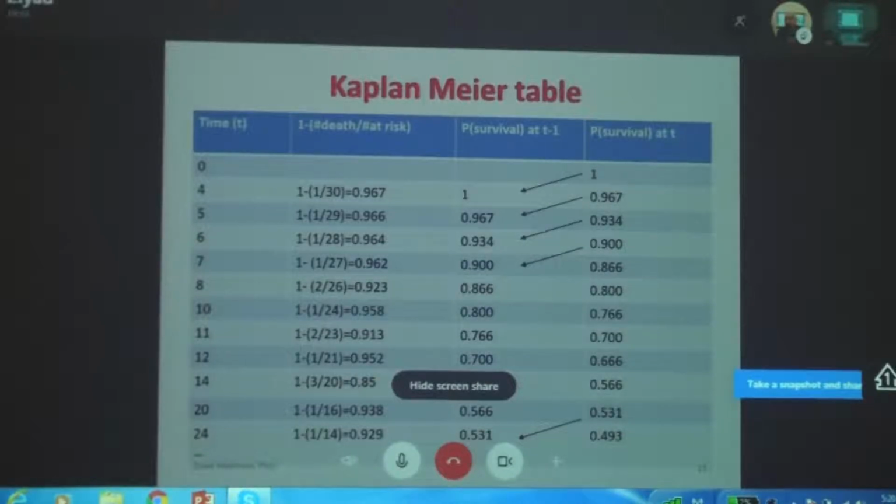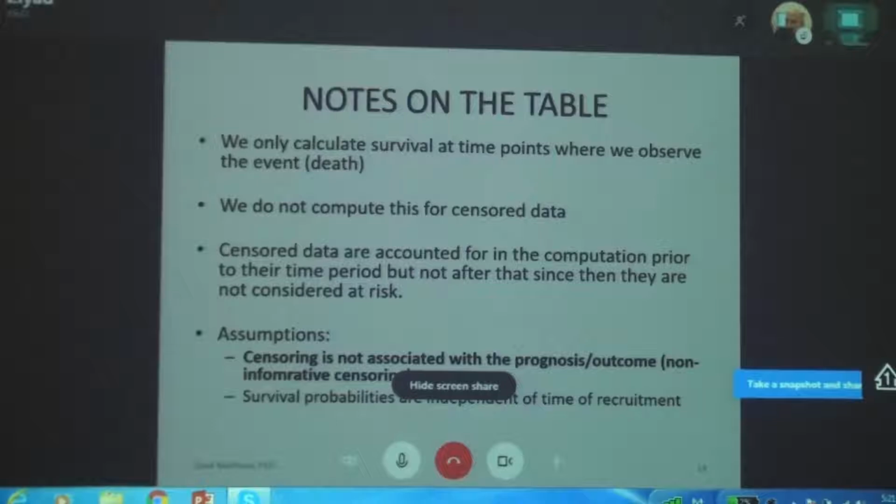I hope this is not too complicated, but the nice features of Kaplan-Meier are the following. First, you can only calculate survival time at points where you observe events. So you don't calculate survival times if you don't observe any event at that time. If people are censored at 15, all of them are censored at 15, we don't calculate anything at 15.